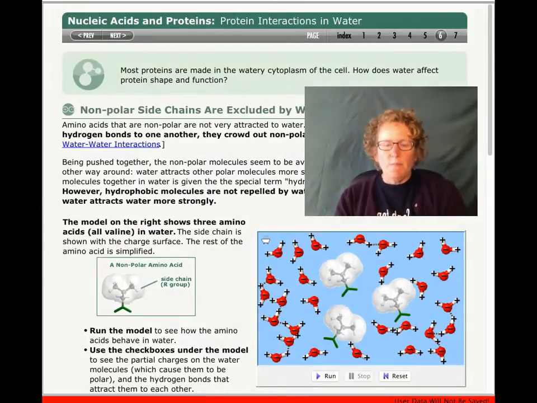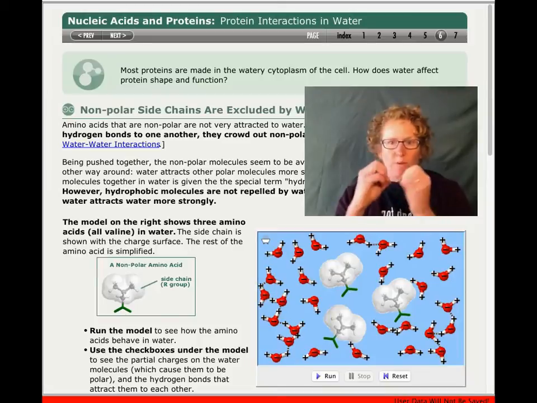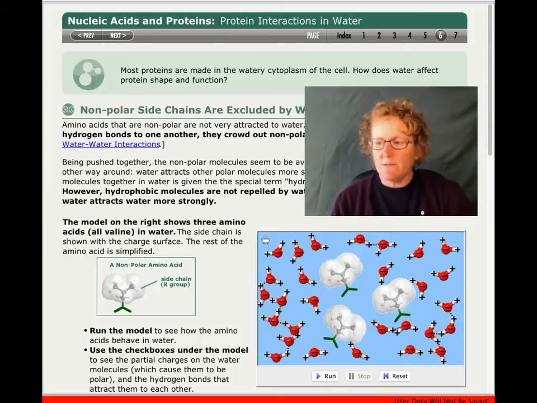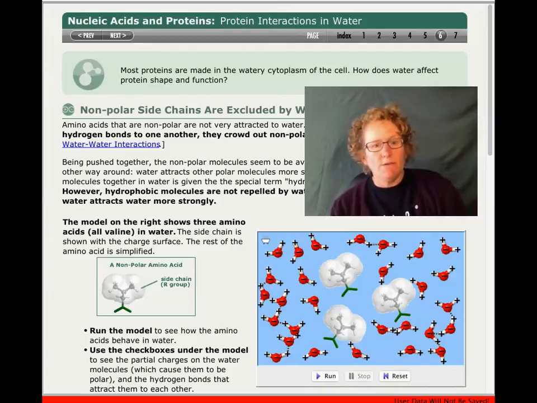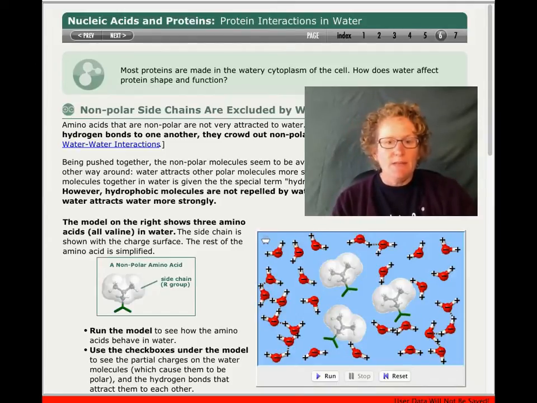So now we're going to think about how the watery cytoplasm of the cell, the inside of the cell, how does that affect how proteins kind of crumple up, kind of form themselves into different shapes to have their different functions. And that depends on the R groups here. We can see this is valine. We looked at it in the last screen. It's a nonpolar amino acid.